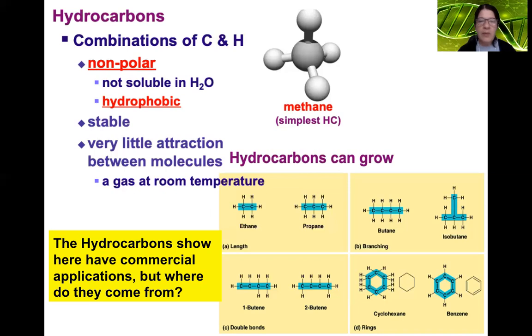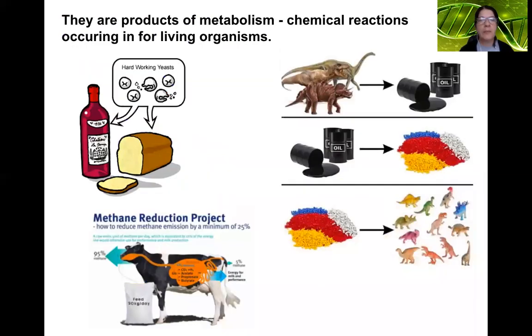So where are they coming from? How did they get to be? And why do we call them organic? Well, the reason we call them organic is because they're products of organisms. They're products of the metabolism. And by metabolism, we mean chemical reactions that occur in living organisms. For instance, yeast produces ethanol. Ethanol is a hydrocarbon, also known as alcohol. As part of its metabolism, yeast can produce alcohol.